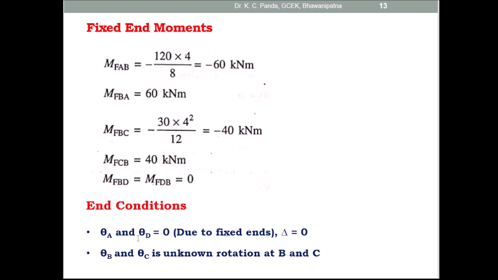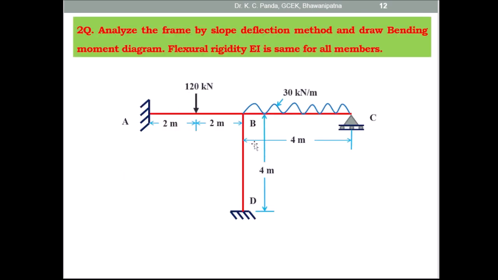So theta A and theta D are 0 due to fixed ends, and delta is equal to 0. Only theta B and theta C at B and C are unknown and have to be found. Here you need two joint equilibrium equations, so you have to take one joint equilibrium equation at B and another at C.